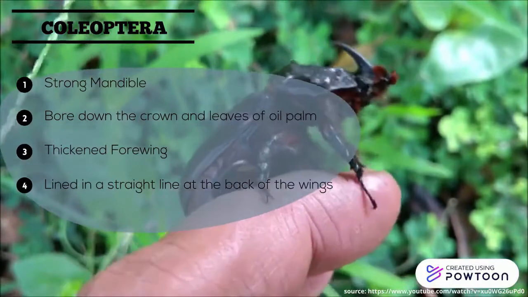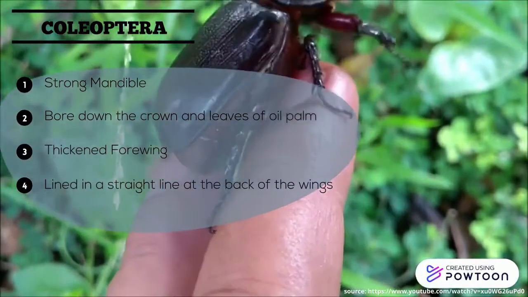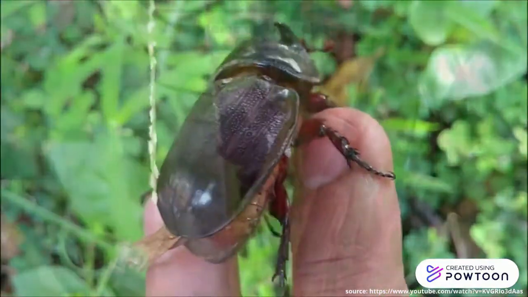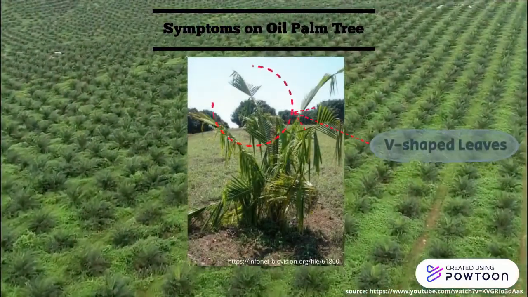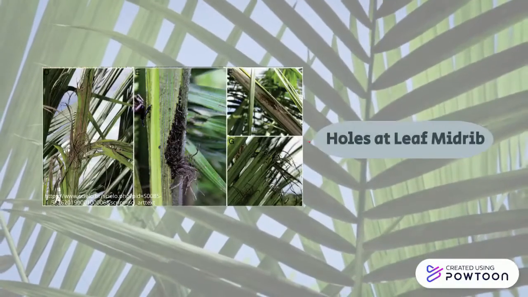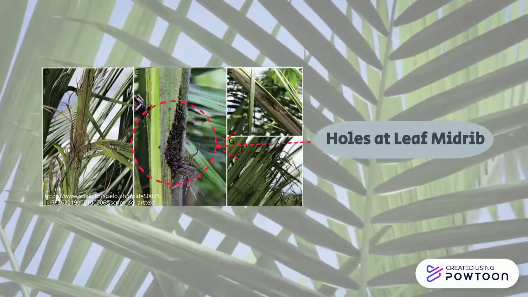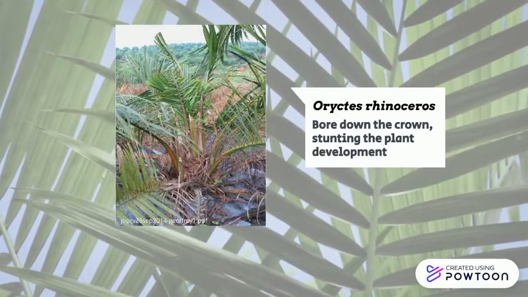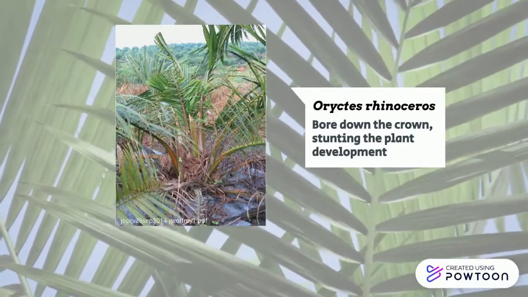and leaves of oil palm, with thickened forewings lying in a straight line at the back. When a palm tree is attacked by this creature, the palm fronds are cut into V-shape and there are holes at the leaf midribs. As the Oryctes rhinoceros bores down the crown, it stunts the plant development.